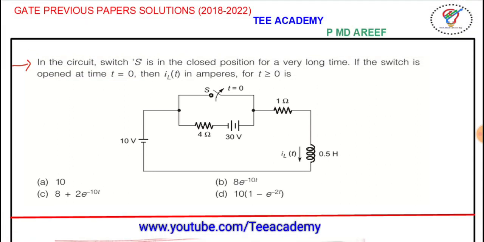In the circuit, the switch S is in the closed position for a very long time. So the switch is in which state? Closed position for a very long time. That means the steady state has occurred. If the switch is opened now, that means we are going to open the switch at t is equal to 0. Then IL of t in amperes we need to calculate here.